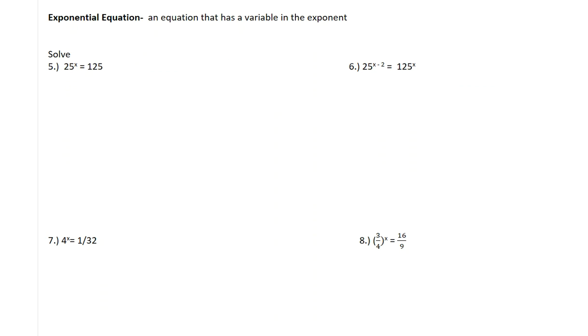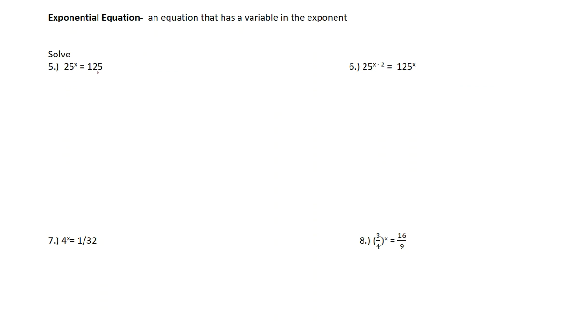And really the object of this is to create the same base. So I have 25 to the x equal to 125. Now if I try to do 25 squared, that's going to give us too large of a number. It actually gives us 625, which is way too big. And 25 to the first is only 25, so we know it has to be somewhere in between.